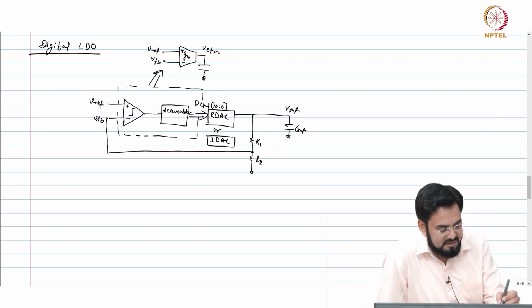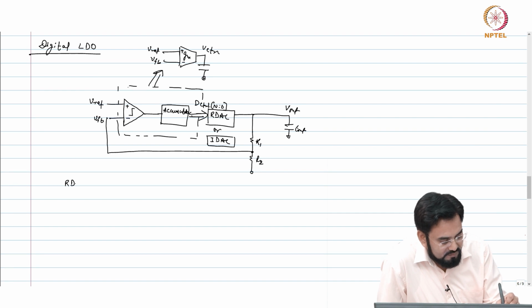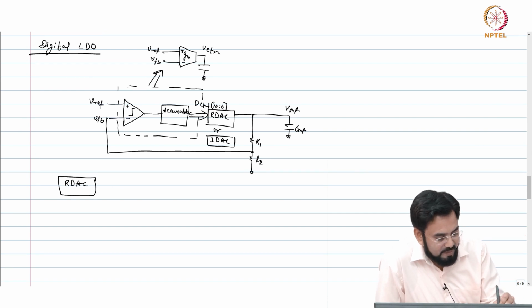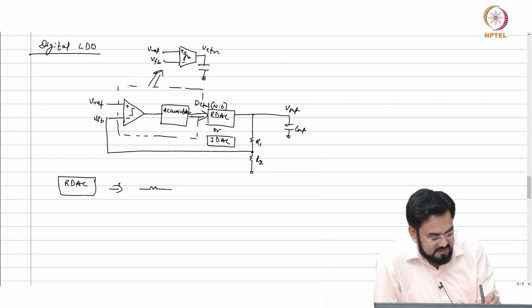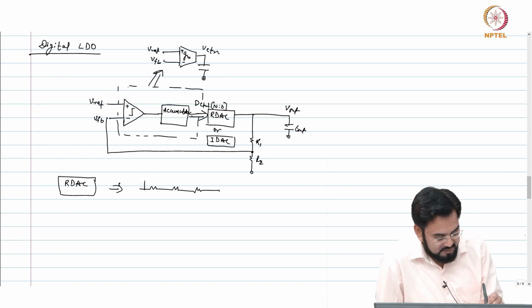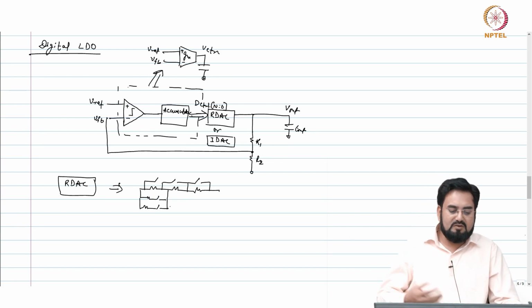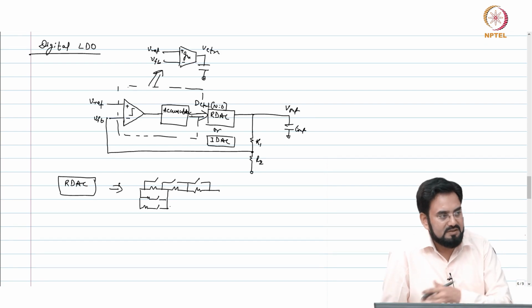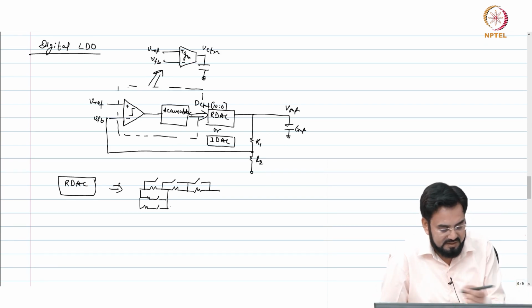So your RDAC is basically, you have switches, and you can have a parallel combination also, or you have an R2R DAC. So I am just drawing a very simple one. Depending upon whether you want to reduce or increase, you connect in series or parallel, and you can increase or decrease.